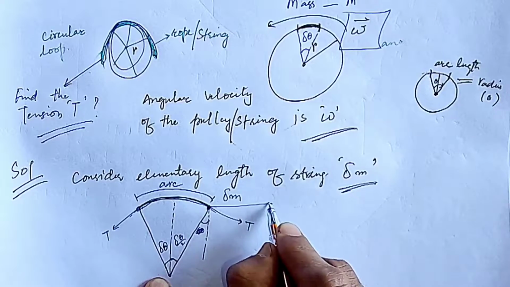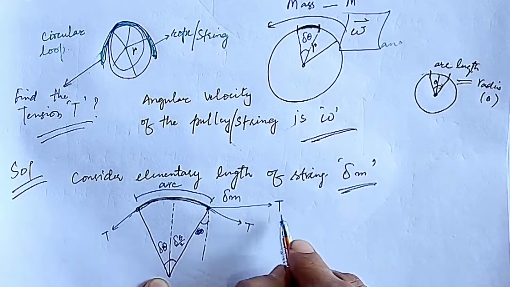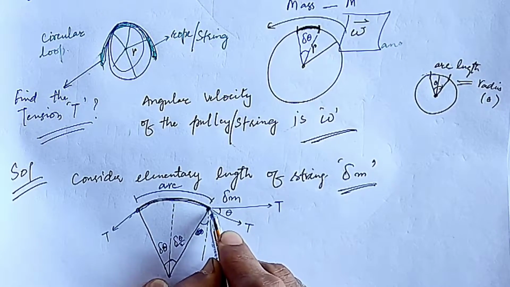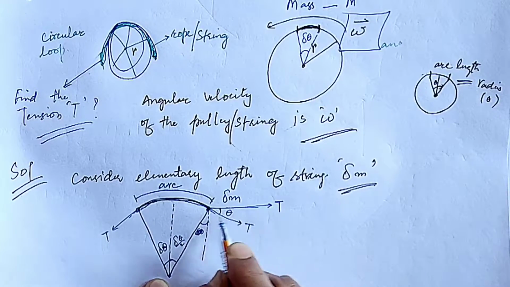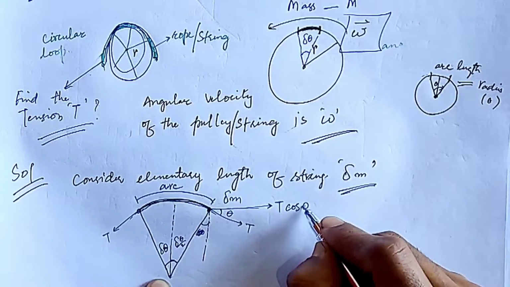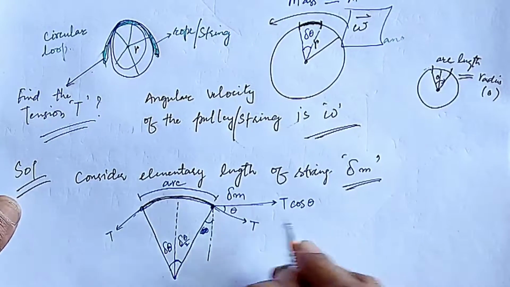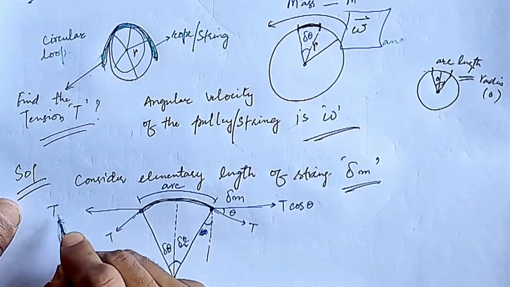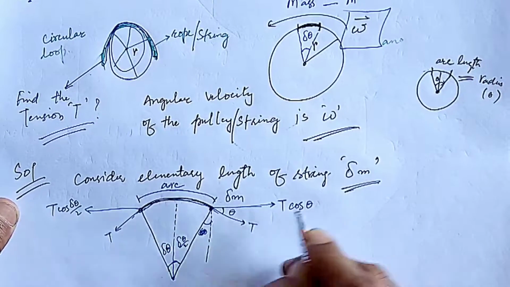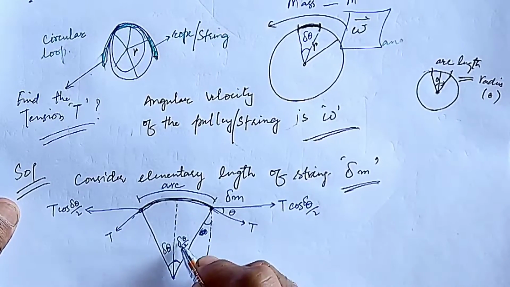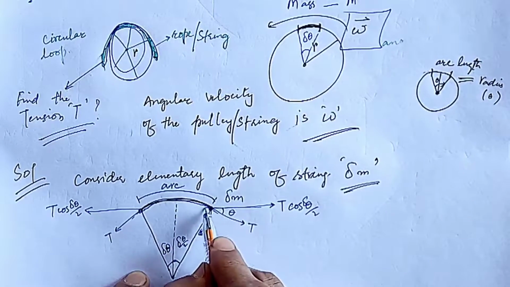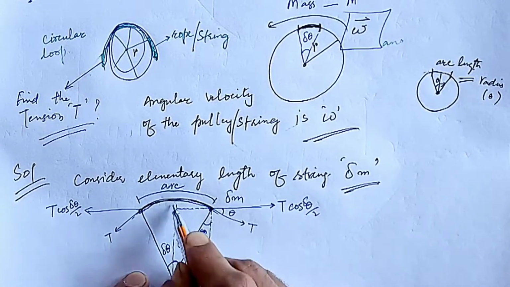We have two components like this. This will be the component along the theta. This will be the theta, because this is perpendicular to this. This will be the T cosine of theta component, and along this will be the T cosine of theta, and theta here is delta theta by 2. It is delta theta by 2, the half angle, because this very line is perpendicular to this.